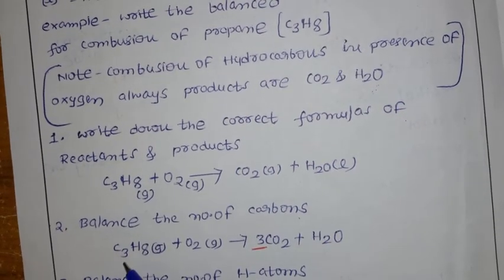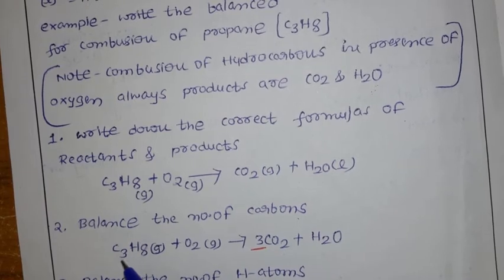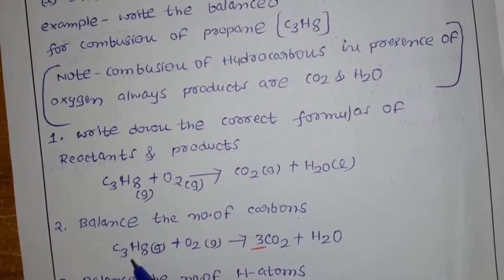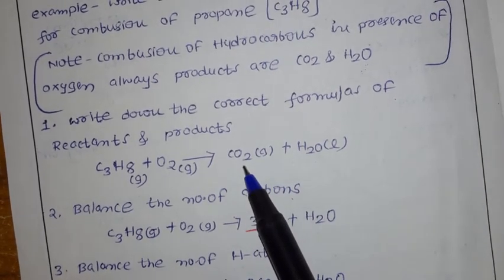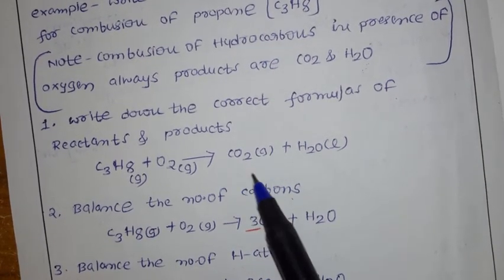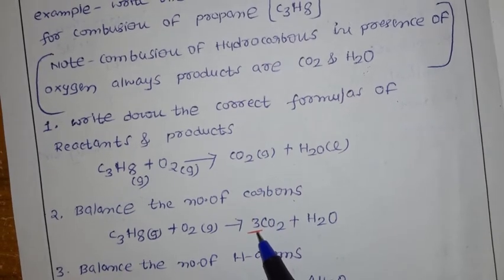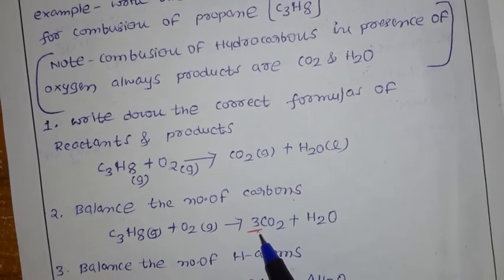Now here how many carbon atoms do we have at the reactant side? C3 means the subscript indicates what? 3 carbon atoms are there. Now come to the product side, what am I doing? I am keeping the 3 here. Here we don't have 3. So to balance the carbon atoms, in the second step I introduced the 3. So the number of carbon atoms is balanced.